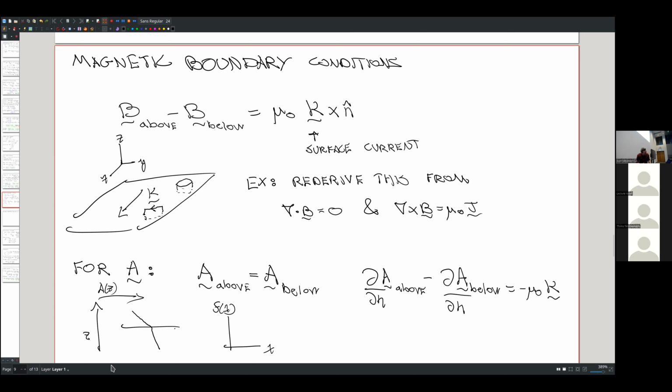So my boundary is at this value of z, and as I come towards my boundary, my vector potential has a certain value which changes. But then at the boundary, the A above is this value, and the A below is this value here. So it's the same value in the limit, but the slope is different. So the function has a cusp at the boundary. Do you get what I mean?